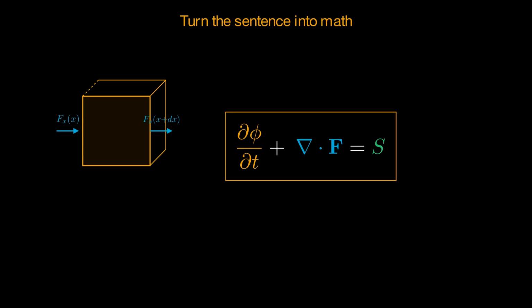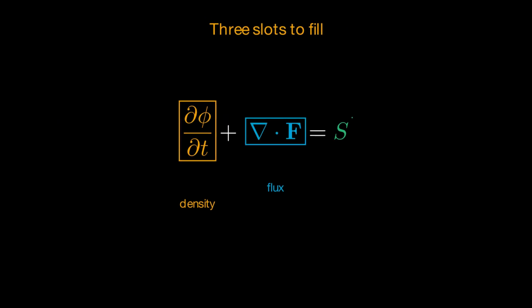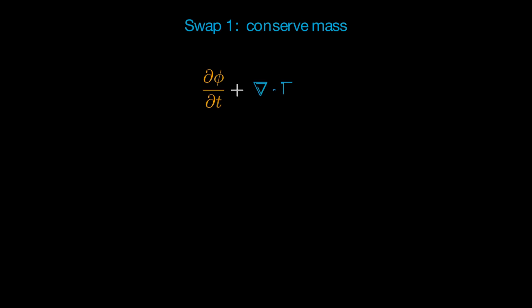That's the master equation. Look at what we've got. Partial phi partial t plus div F equals S. Three slots: a density, a flux, and a source. Every conservation law in fluid dynamics is this one template. You just decide what you're conserving and fill in the three boxes. Let's fill them. First, conserve mass.